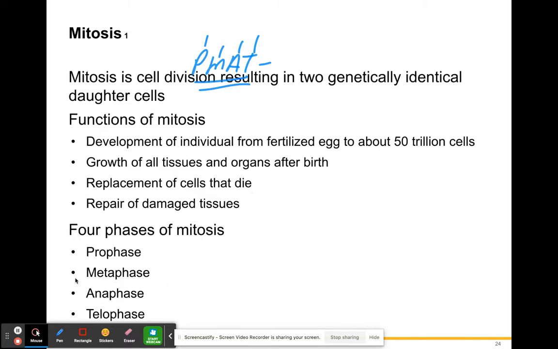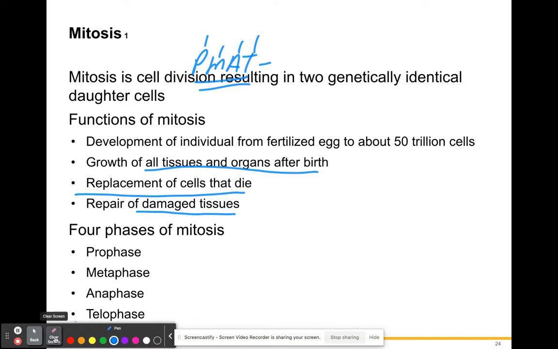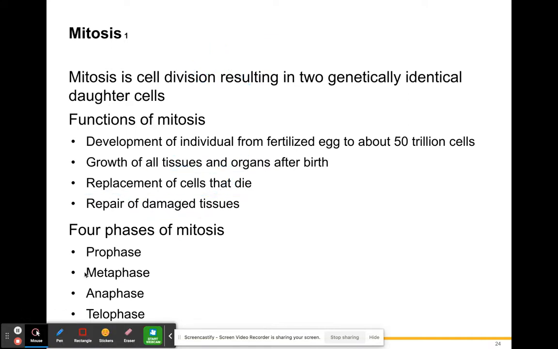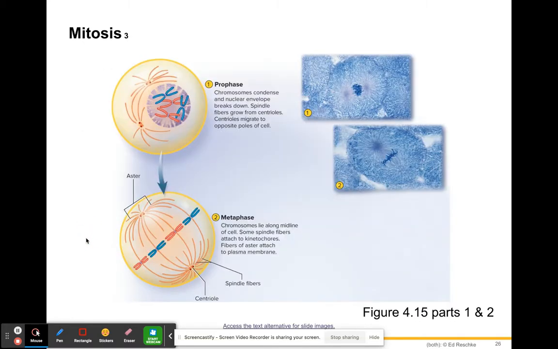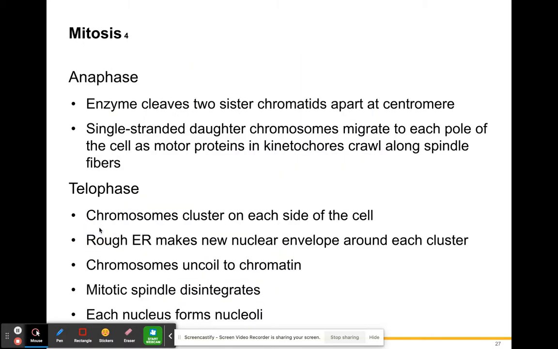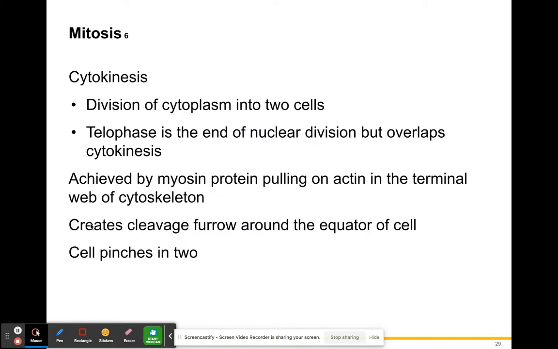Why do we go through mitosis? Just to mention this. Okay, we want to replace cells that have died. If you have cells that are damaged due to injury, we want to replace those. And as you're getting larger and you grow, you want to make sure you have more tissues. You want to make sure your organs are developed, and that's why we go through mitosis. Okay, we're not going through all these different phases.